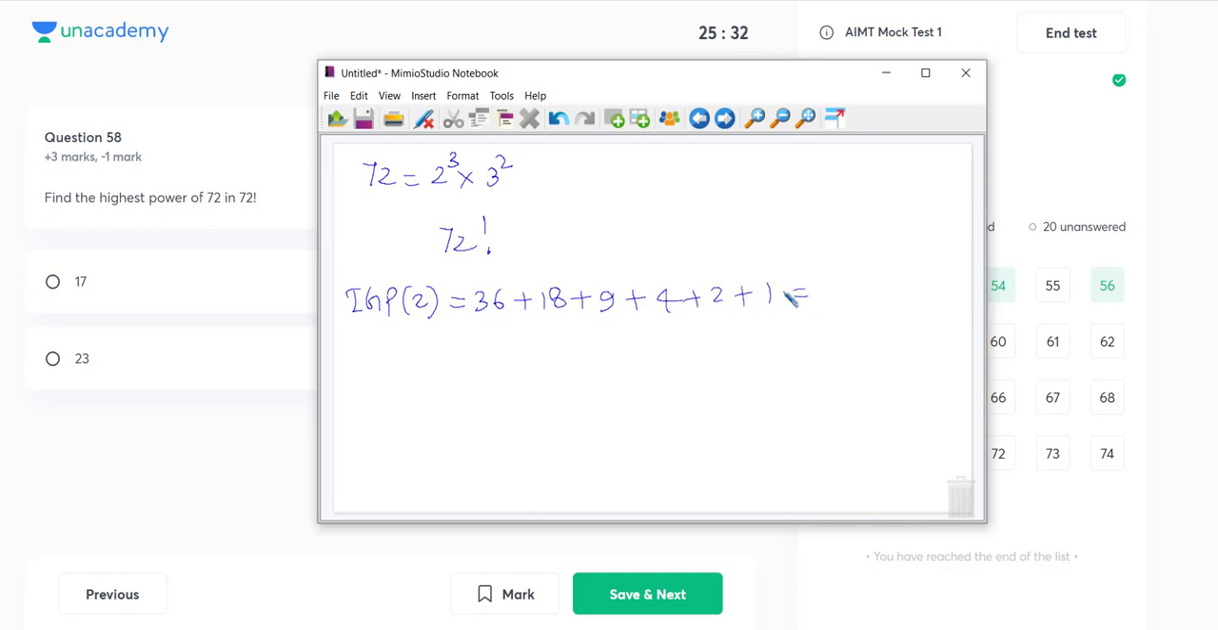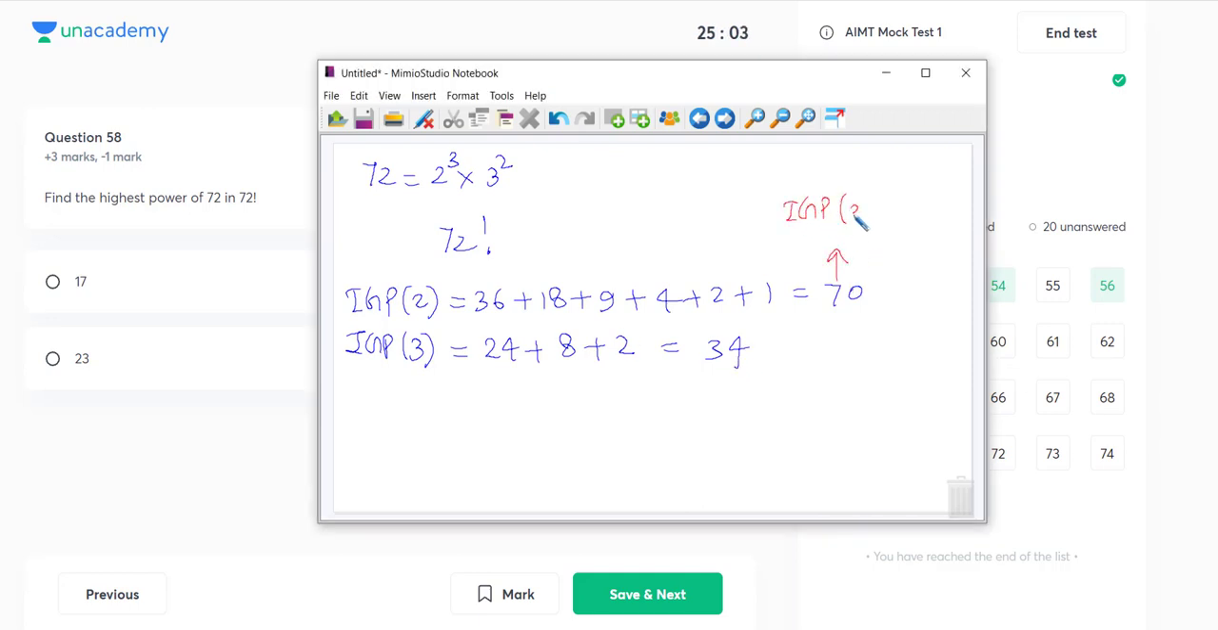Okay, so let's do this addition. This is equal to 54, 63, 64 and 70. Now IGP of 3 is going to be how much? 24, 8, 2. That is equal to 32, 34.